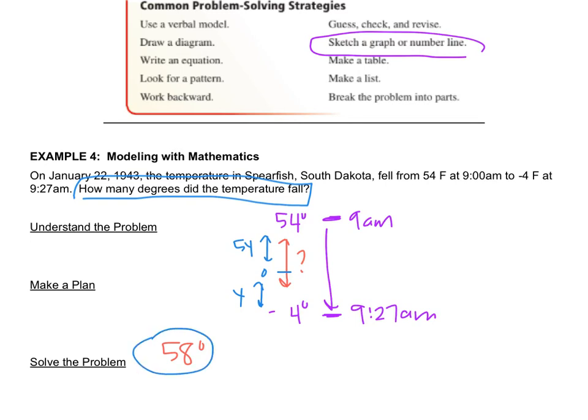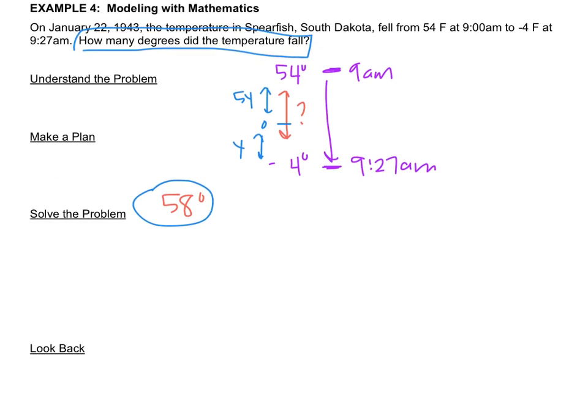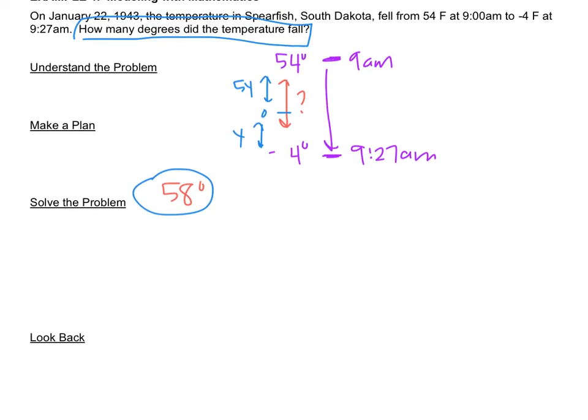Let me do step 4, which is look back just to make sure that I did it correctly. So if it went from a positive to a negative, it went more than 54 degrees, right? Because 54 would be what I need to make 0. So it does make sense. It's a little more than 54. And I feel like I got it right. My number line makes sense. And if you have any questions, write them down and ask me when you come to class.